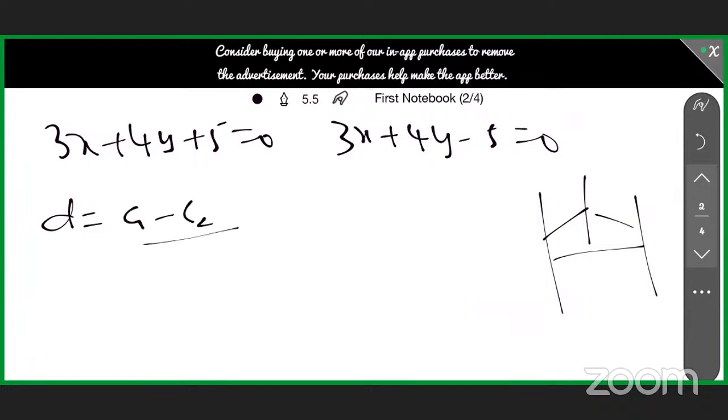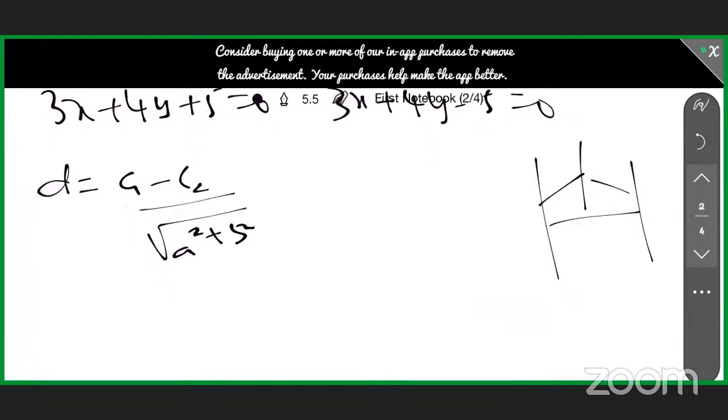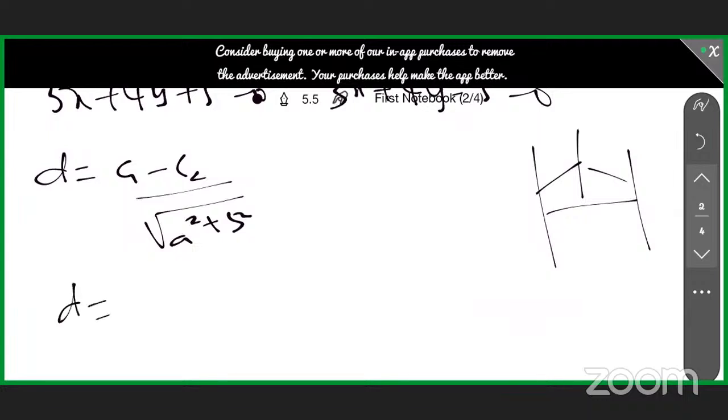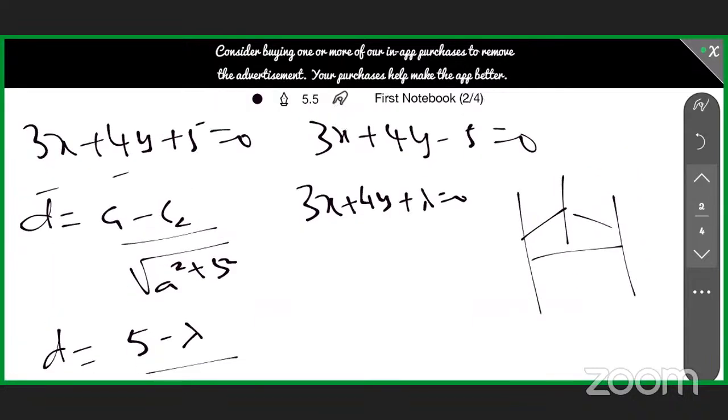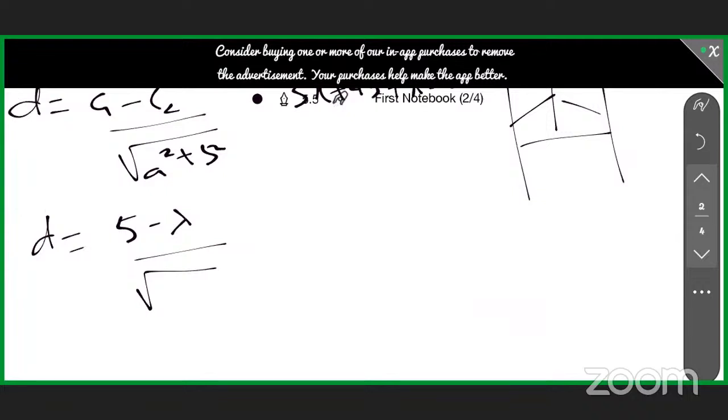C1 minus C2 divided by root of A square plus B square. So that will be the distance D is equal to... the other equation you got is 3x plus 4y plus lambda is equal to 0. That means 5 minus lambda divided by root of 9 plus 16. Here 3 square plus 4 square is 9 plus 16 is equal to 25. So that will be 5 minus lambda divided by 5.